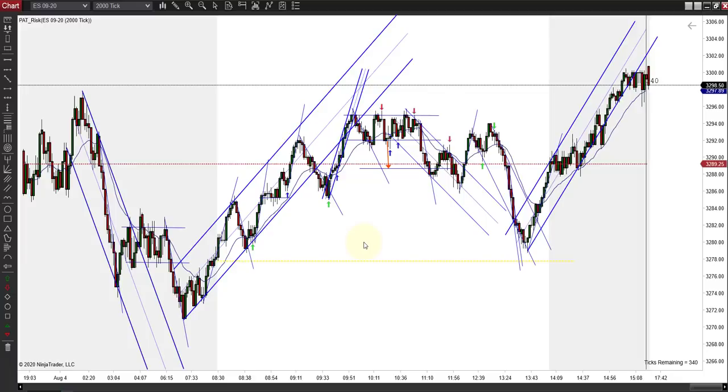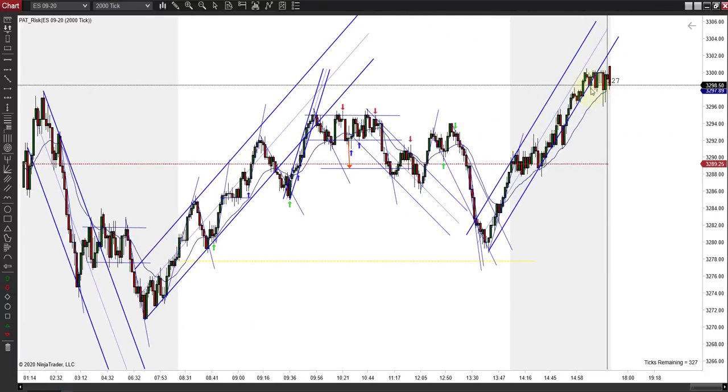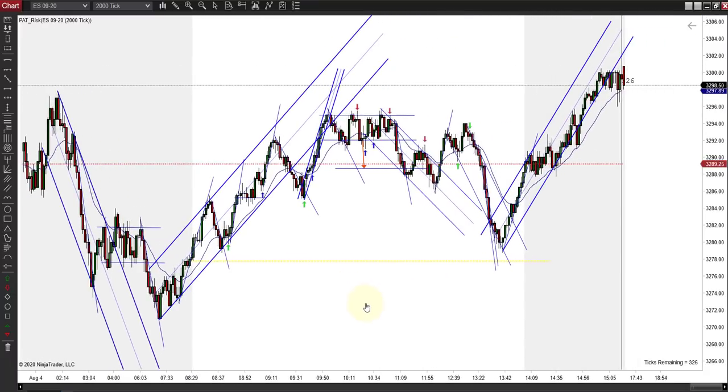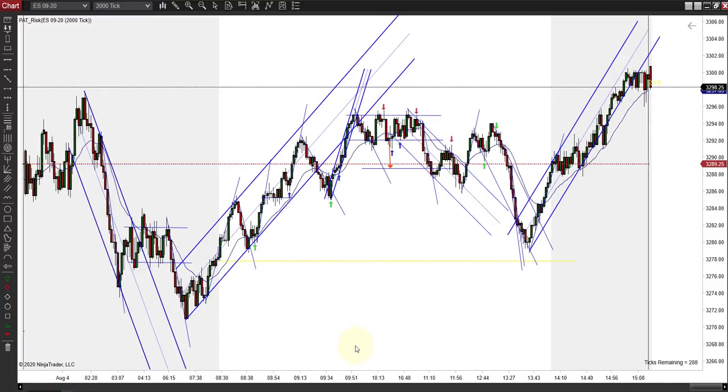And really, this was just a range day. You can see we spent most of the day inside the overnight highs and lows. We broke out right before 3 o'clock, but for the most part, I'd call this a range day. Really, till just before 3, we're trading inside the overnight highs and lows. And so really the only way you can trade this is to find the short-term trends and trade them.